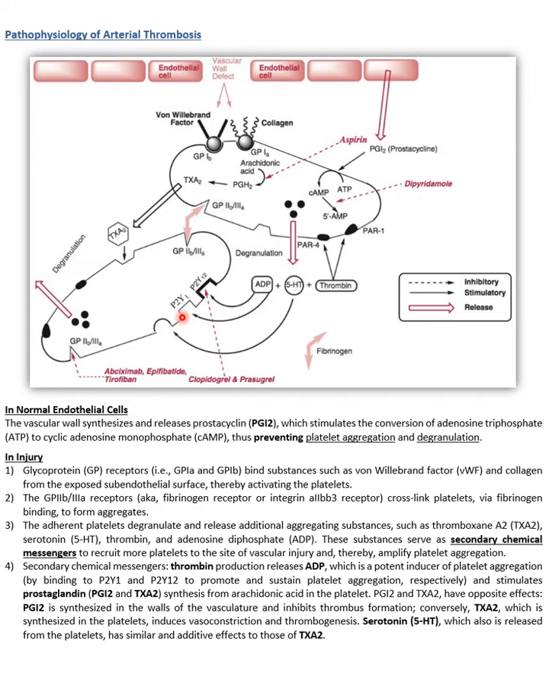So in this case, the P2Y1 is the one responsible for the initiation of the aggregation, and then P2Y12 is the one that sustains the aggregation. So by designing antagonists that bind to this site and prevent the ADP from binding, this can stop the aggregation and the thrombus formation. Okay.